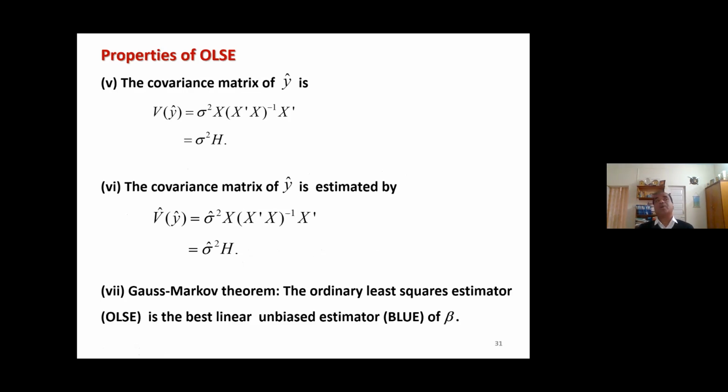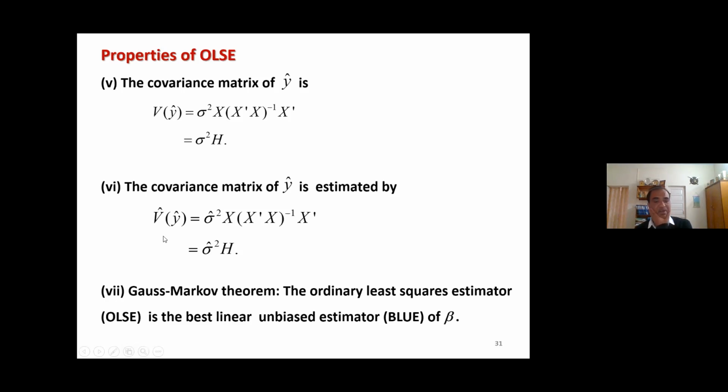And similarly, when you are trying to find out the estimated values, they are also random. So if you try to find out their covariance matrix, this will be given as in point number 5. But again, it depends on sigma square.